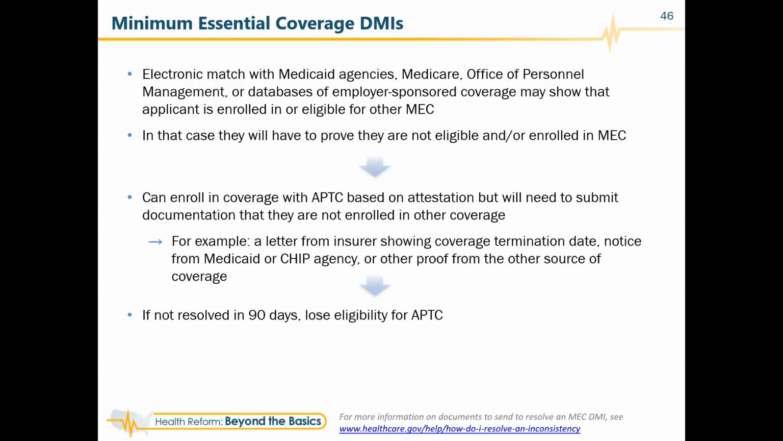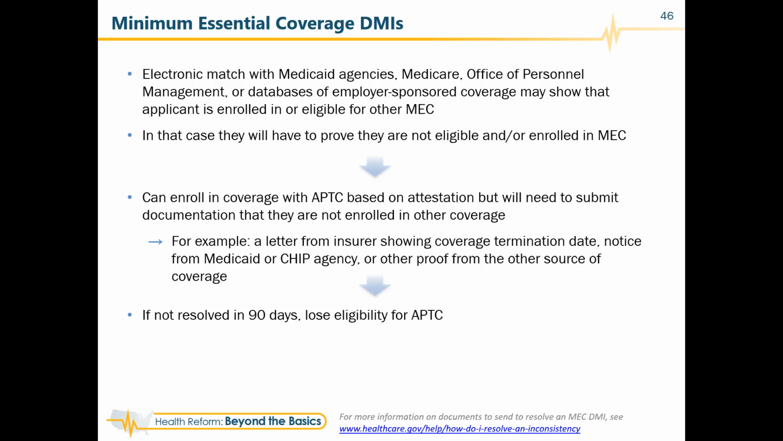So just like with the income DMI, a person can enroll in coverage with APTC based on their attestation, but then they need to submit documentation to prove that they are not enrolled in other coverage. So the kind of documentation that you're looking for is a letter from an insurer that shows that coverage was terminated, a notice from a Medicaid or CHIP agency, or other proof from a source of coverage. And if it's not resolved in 90 days, as with the income DMI, someone loses eligibility for APTC.